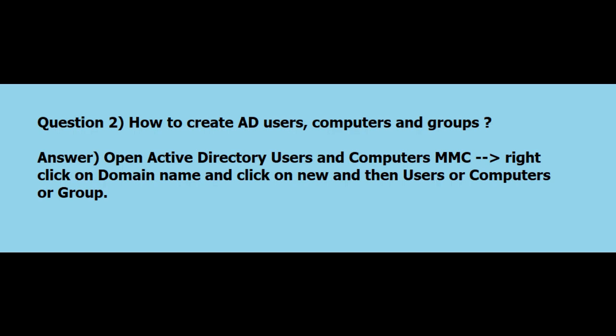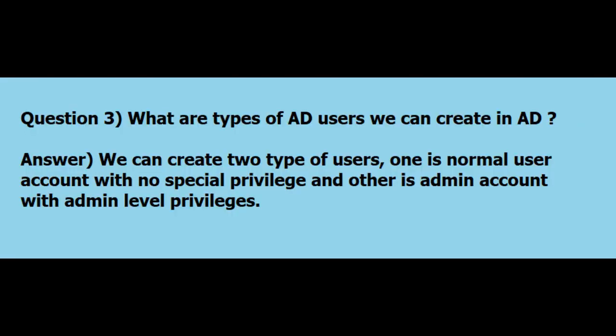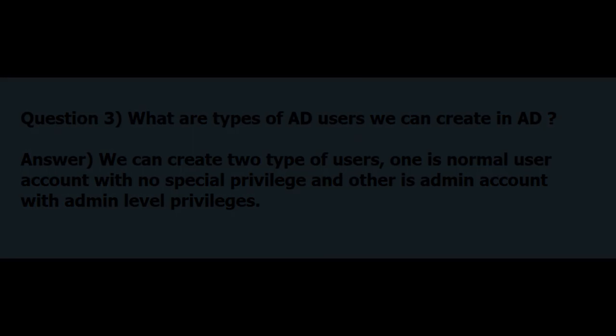Question 2. How to create AD users, computers and groups? Answer. Open Active Directory Users and Computers MMC. Right-click on domain name and click on New and then Users or Computers or Group. Question 3. What are types of AD users we can create in AD? Answer. We can create two types of users. One is normal user account with no special privilege, and other is admin account with admin level privileges.